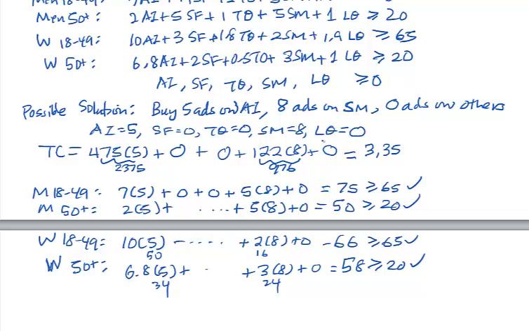Now we don't know if this is the best solution, since we don't know that the cost of 3351 is the minimum possible cost. There might be some other solution that gives us a lower total cost. Soon we'll learn how to actually find the optimal solution by using Excel.